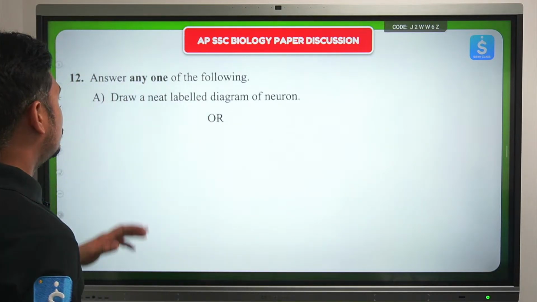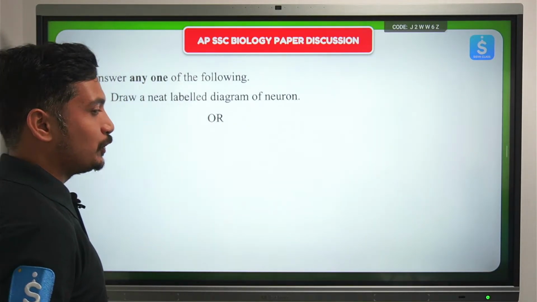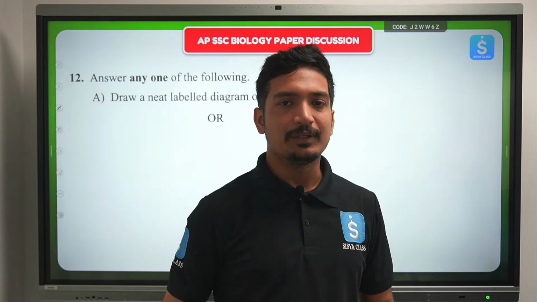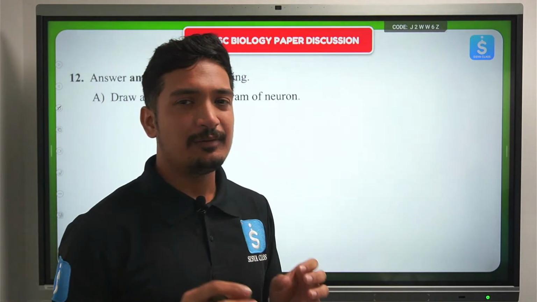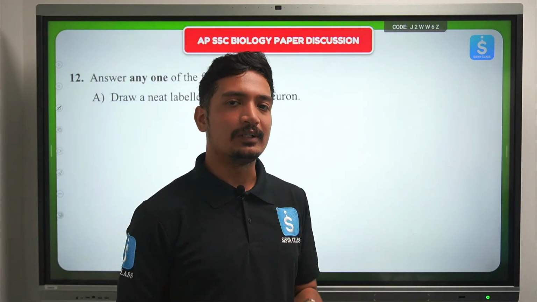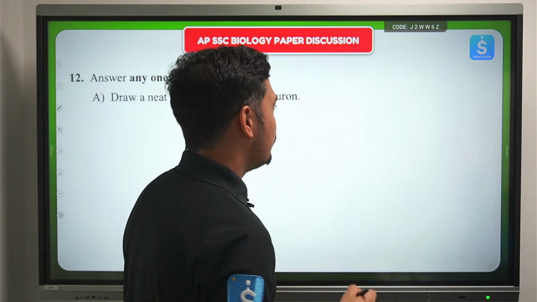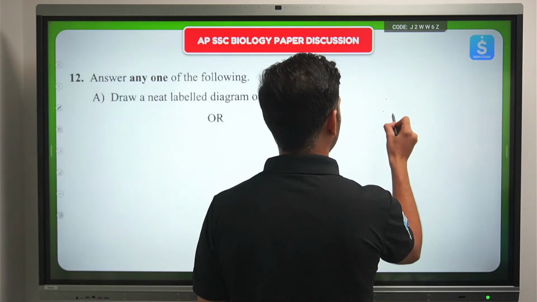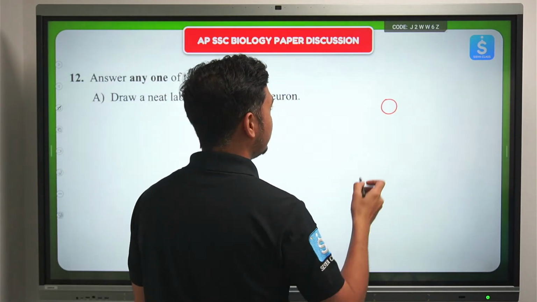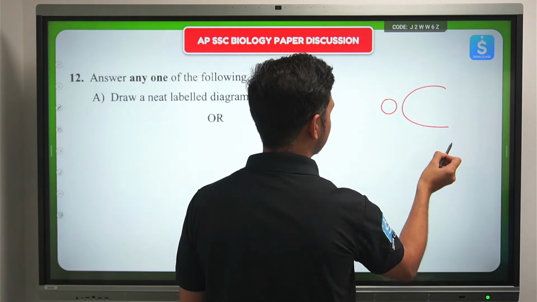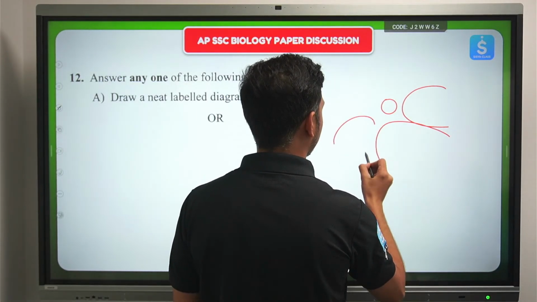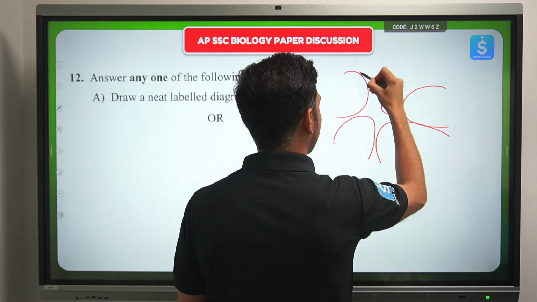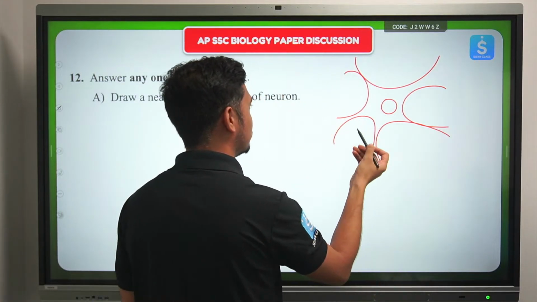Then the next question is, draw neat labelled diagram of neuron. One of the easiest diagrams in the biology textbook. And my trick in creating a neuron is super simple. The very first thing that you will be creating is the nucleus of this neuron. And then you can just create some U shapes like this, and if you create these kinds of U shapes, you will end up having a very nice neuron diagram, right?